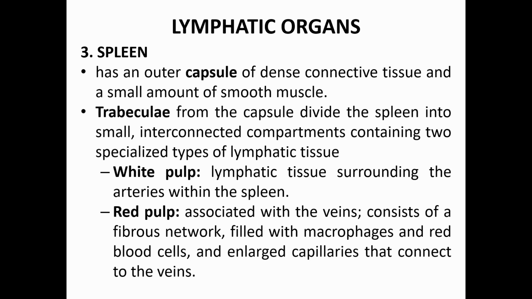So your spleen has an outer capsule of dense connective tissue and a small amount of smooth muscle. Trabeculae from the capsule divide the spleen into small interconnected compartments containing two specialized types of lymphatic tissues. You have your white pulp and your red pulp. So your white pulp is lymphatic tissue surrounding the arteries within the spleen, while your red pulp, associated with the veins, consists of a fibrous network filled with macrophages and red blood cells and enlarged capillaries that connect to the veins.